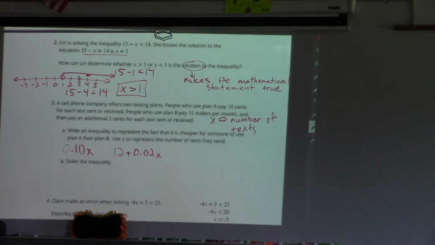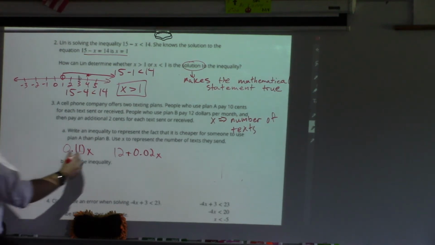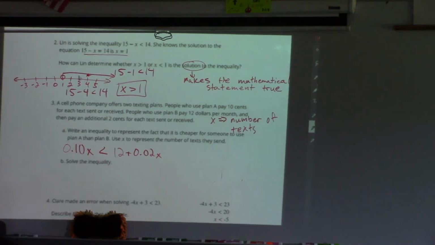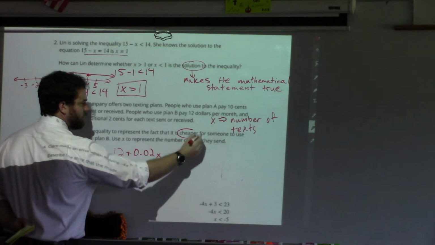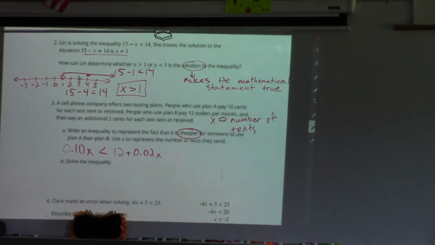Plan A. So do I need a less than, a greater than, less than or equal to, greater than or equal to? Less? Why is it not going to be less than or equal to? Well, it ain't equal to, I'm trying to show it's less than. It's cheaper, right? So don't forget on the homework you still need to explain the inequality, explain where it's coming from. Now that we have the inequality written, do we think we can solve it for B on our own?